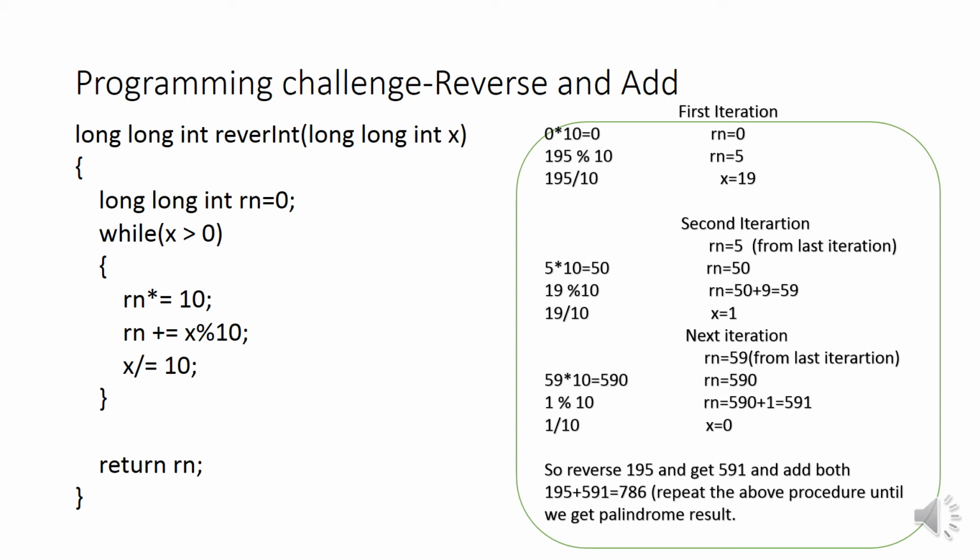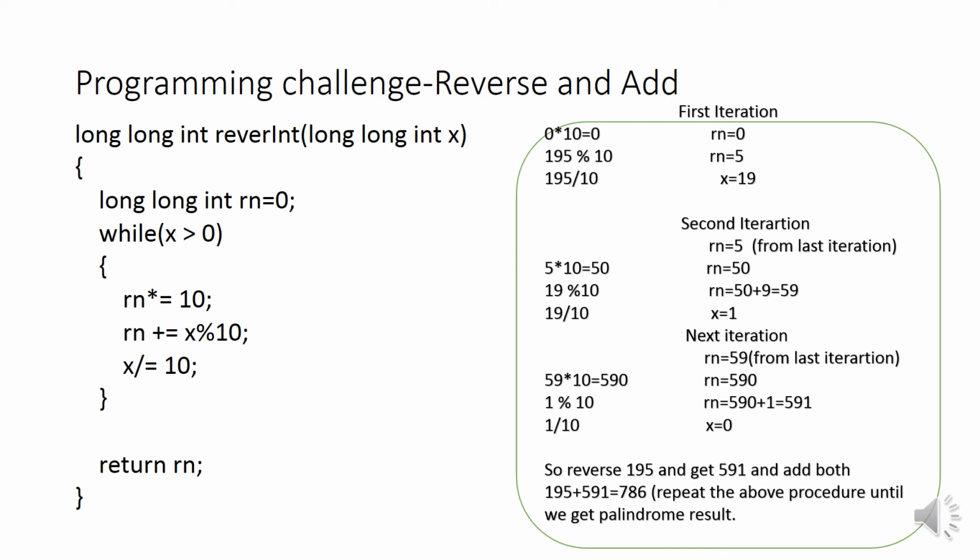0 into 10 is equal to 0, so Rn is equal to 0 on the first line in the rectangular box. After that, Rn plus equals x, which is 195. So 195 modulus 10, Rn is equal to 5. That is the remainder when we find the modulus of 195 by dividing by 10.